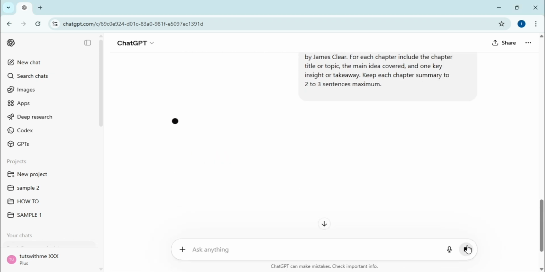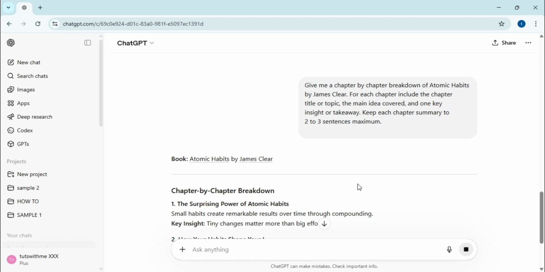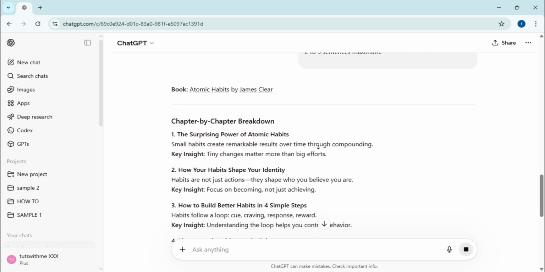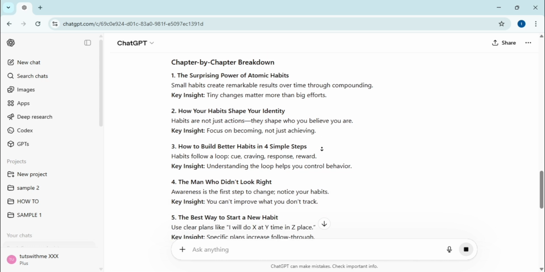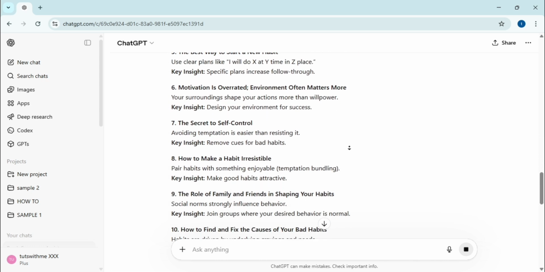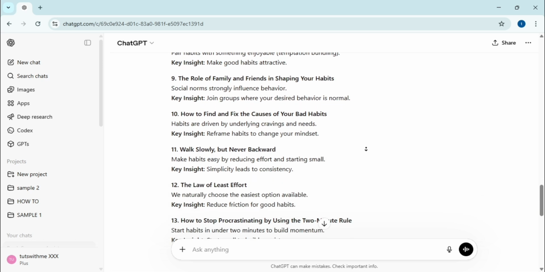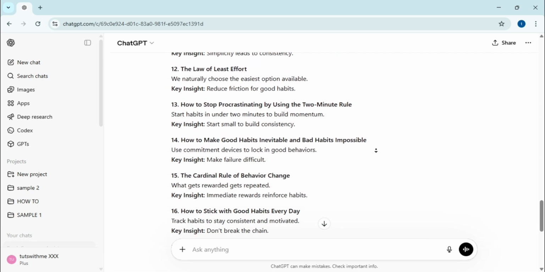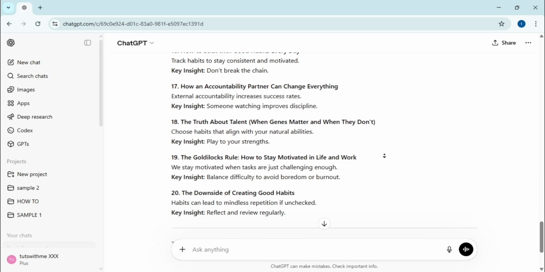To go even deeper, I'm asking for a full chapter-by-chapter breakdown of the entire book. I've requested that each chapter include the main idea and one key insight, limited to just 2 or 3 sentences each to keep it concise. The AI generates a comprehensive list covering all 20 chapters, providing a clear map of the book's progression. It dives into the psychology of cravings, the secret to self-control, and practical strategies like the 2-minute rule.